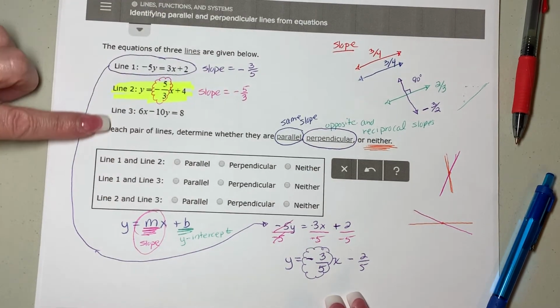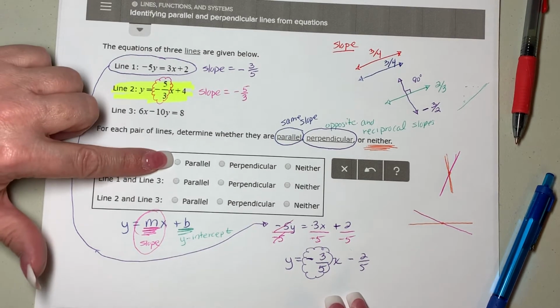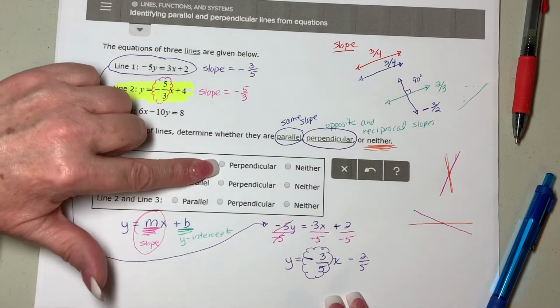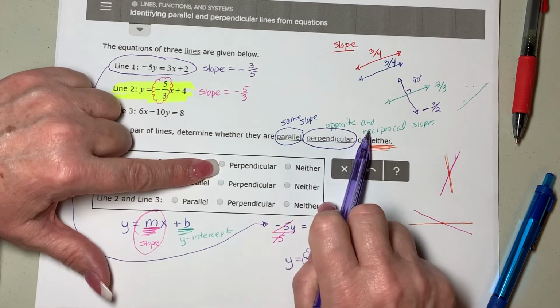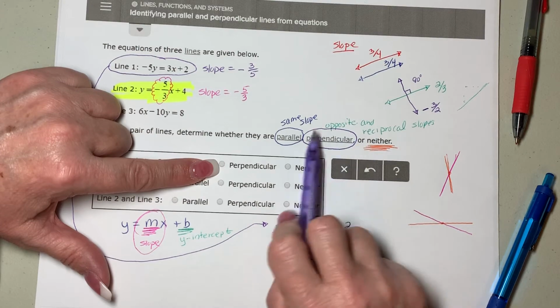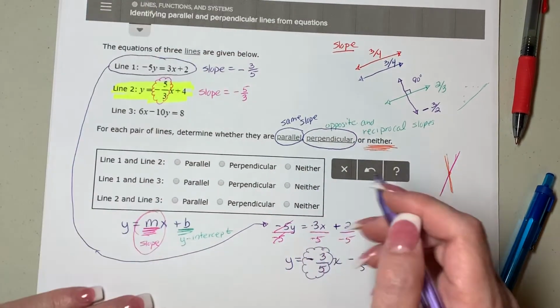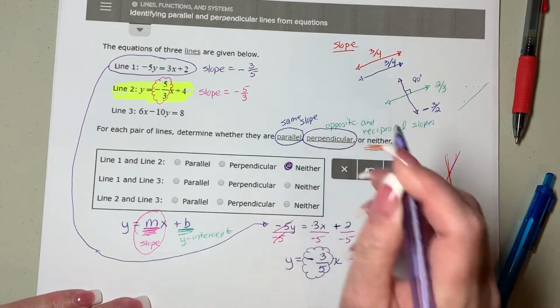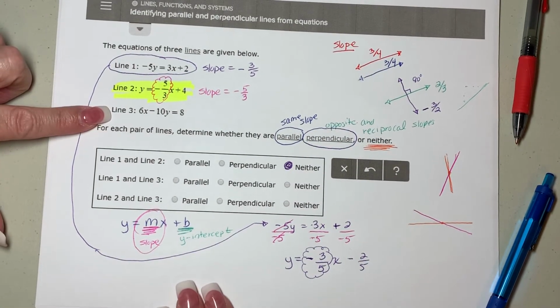So line 1 and line 2, which is what they're talking about right here, they're not parallel because they're not the same. They're not perpendicular because they have to be both opposite and reciprocal. It's got to be both. It's the reciprocal part, but they're not opposites. So this one's a neither. And it's still going to mess with line 3.